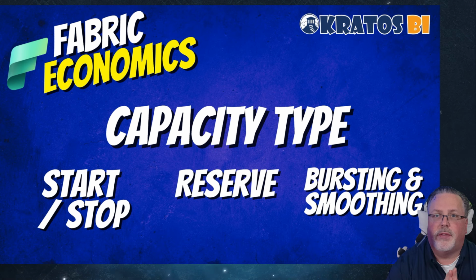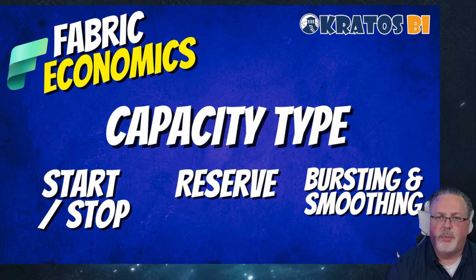Now there are a couple different things around capacity type that I want you to be aware of. Really, there's two capacity types. First is the start stop capacity, which is just your traditional capacity. It allows you to spin it up, pause it when you're not in use, and start it back up again when you are using it. It is fantastic. It's kind of your on-demand solution. Now, keep in mind your capacity has to be on for people to run a query against it or have reports that refresh against it. The capacity has to be on for that. We'll talk more about that in the strategy section.